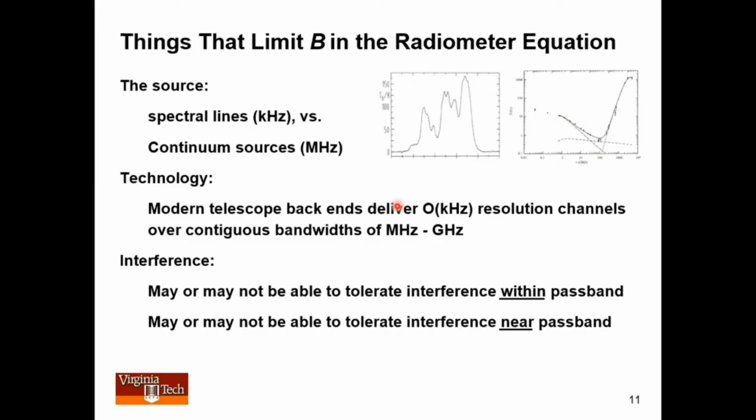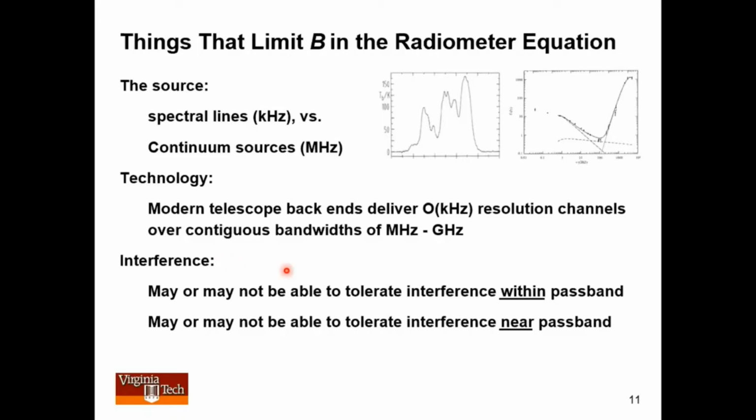There's, of course, technology. It's going to limit B, although these days, that's really not a limit. I think telescopes now routinely swallow gigahertz of spectrum at a time, and that is not the limitation it used to be. What is a limitation is interference, and that comes in 2 flavors.